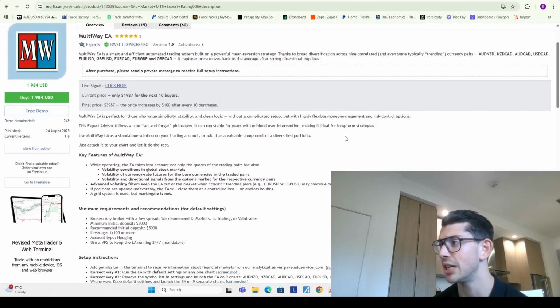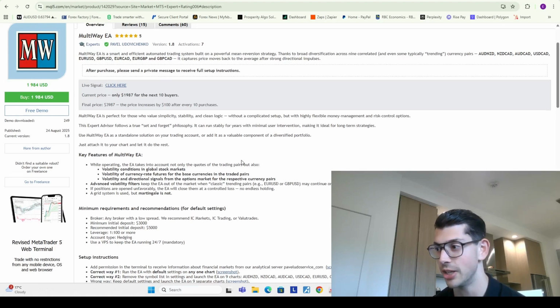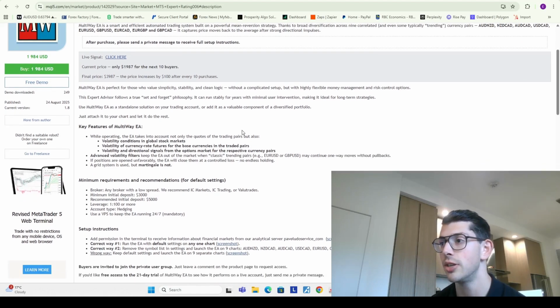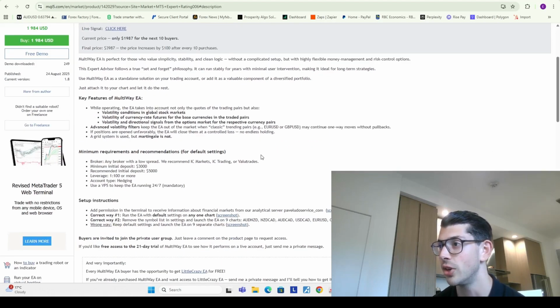Here it's saying that there's a highly flexible money management and risk control option, and in my mind that probably means that they have some sort of equity stop loss in there to protect against massive drawdowns. And here he's saying advanced volatility filter, that's actually pretty interesting. So pretty much they have filters so that if you're trading more of a trending pair, it will keep you out in the event that something is trending too much.